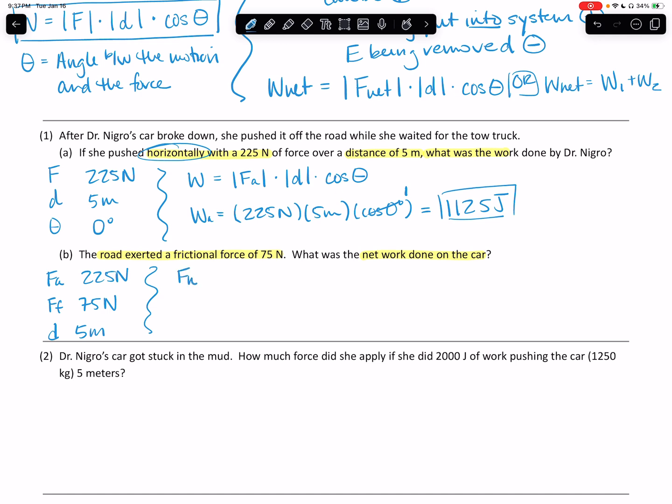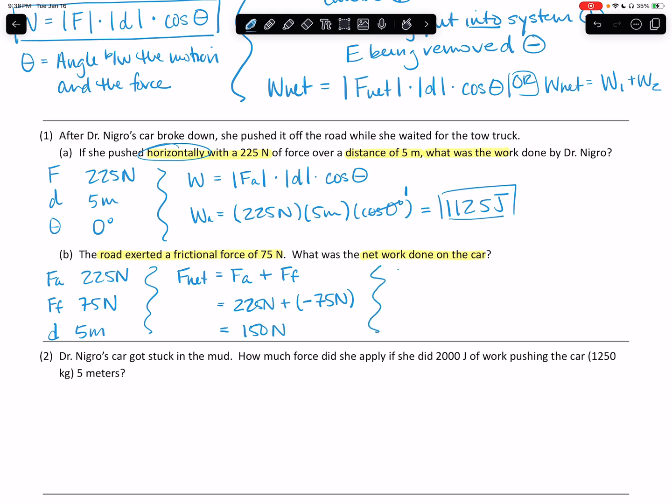I know that the net force is the sum of the forces. So in the parallel direction for the motion, I've got an applied force and a frictional force. That applied force is 225 newtons. And then my frictional force will be in the opposite direction, so we get a negative sign. And I'm going to have a net force of 150 newtons.